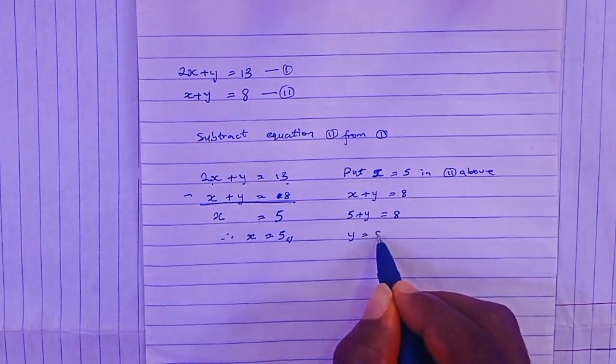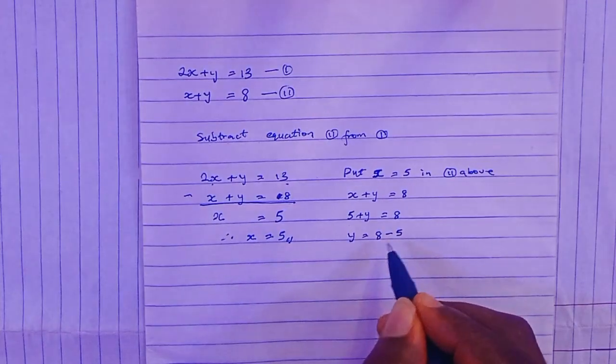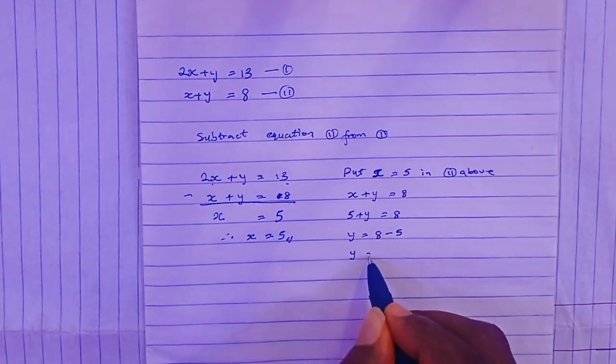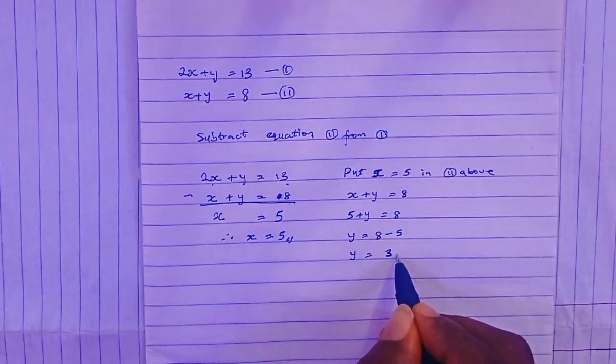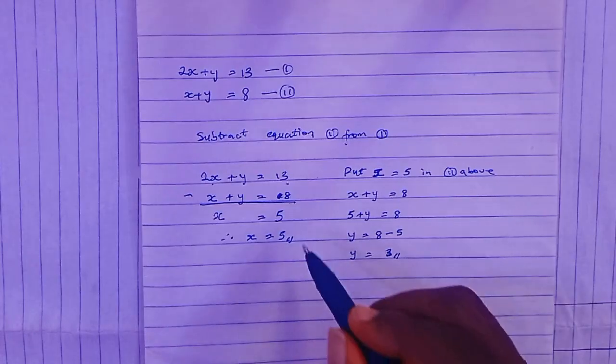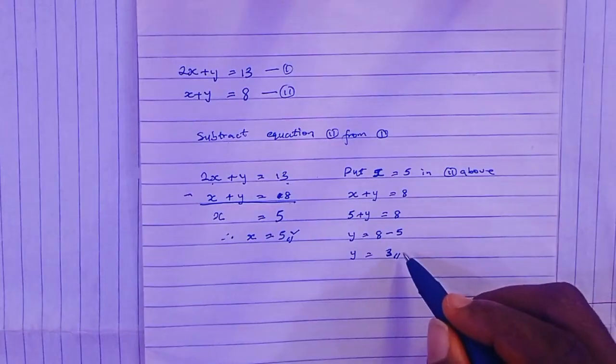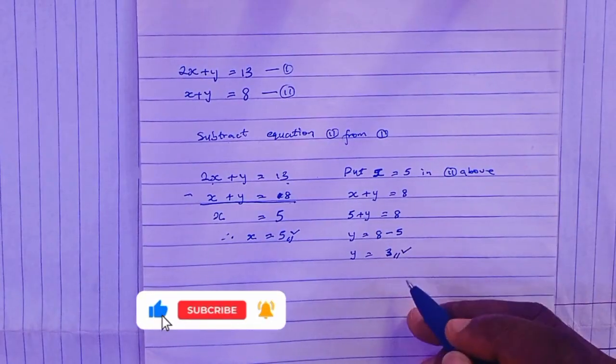y equals 8, and 5 comes over here and becomes minus 5. y equals 3. So we have gotten our x as 5 and our y as 3.